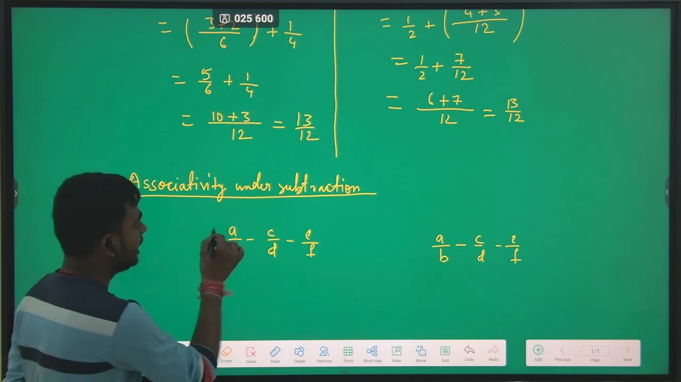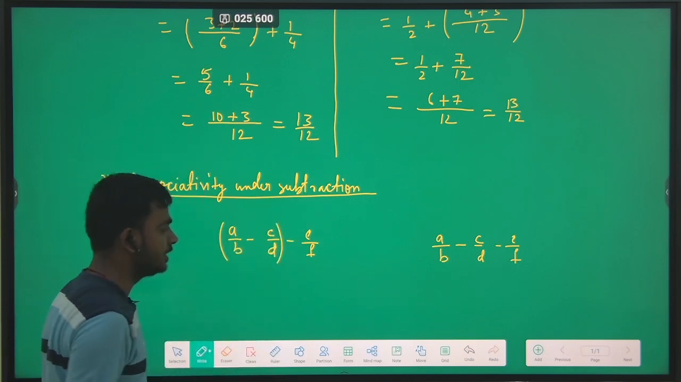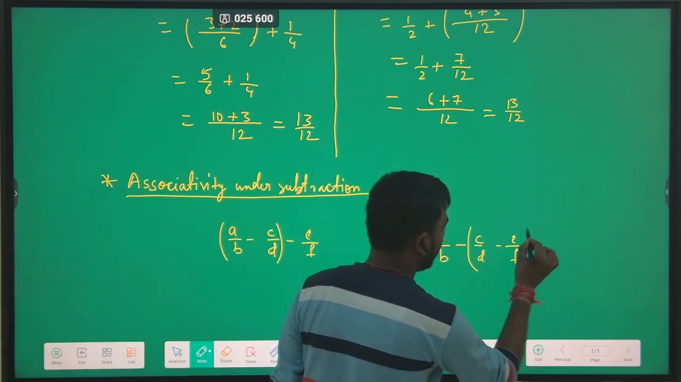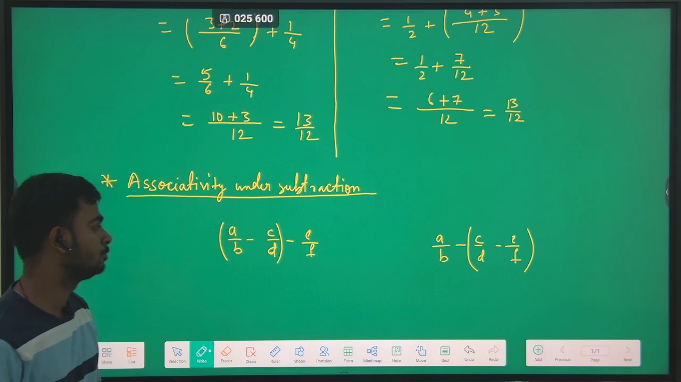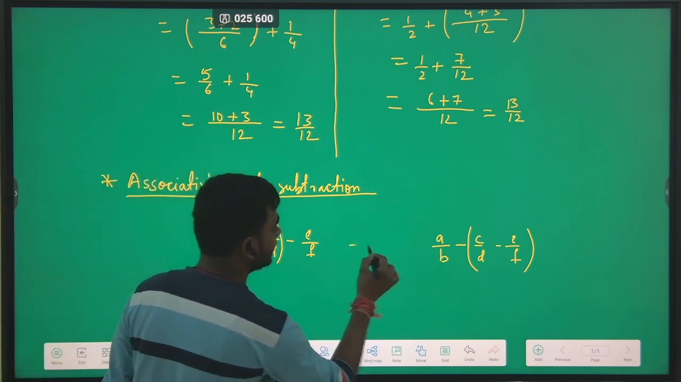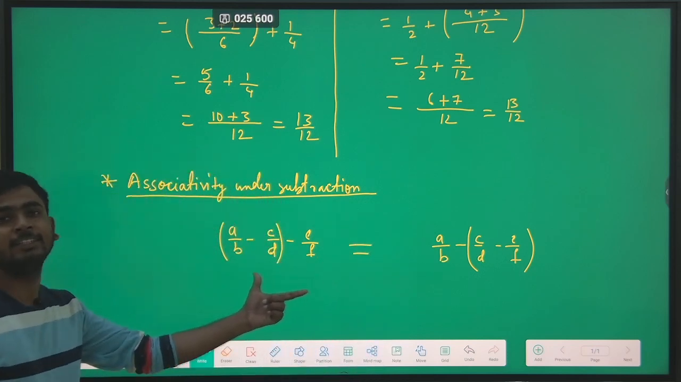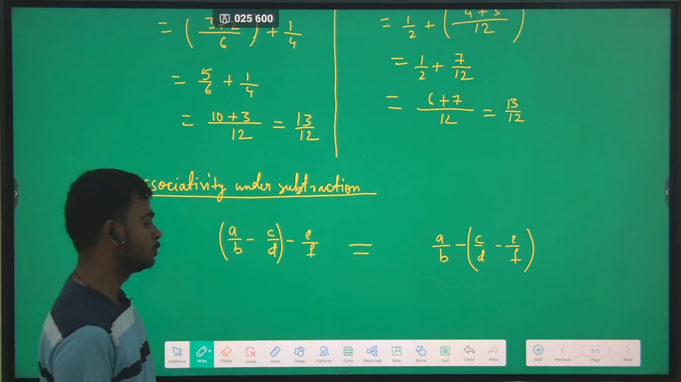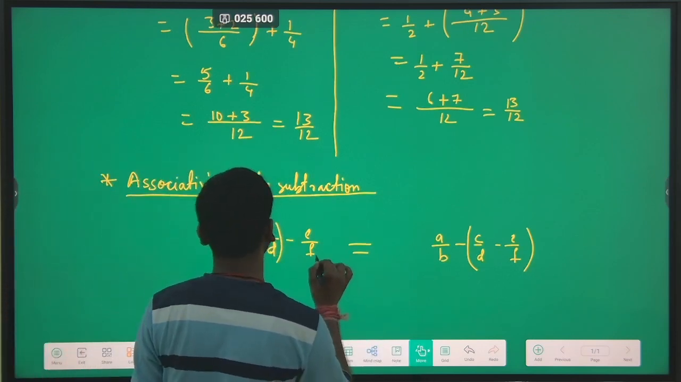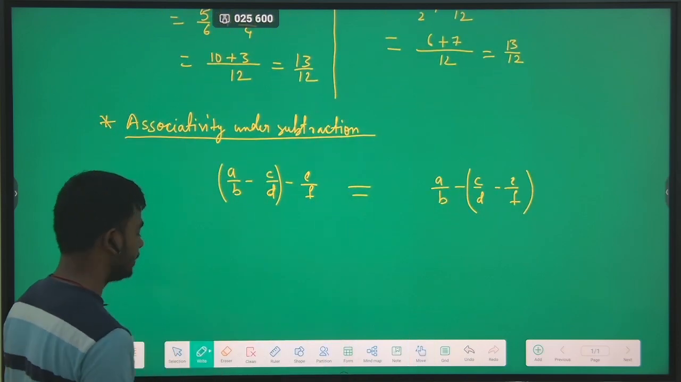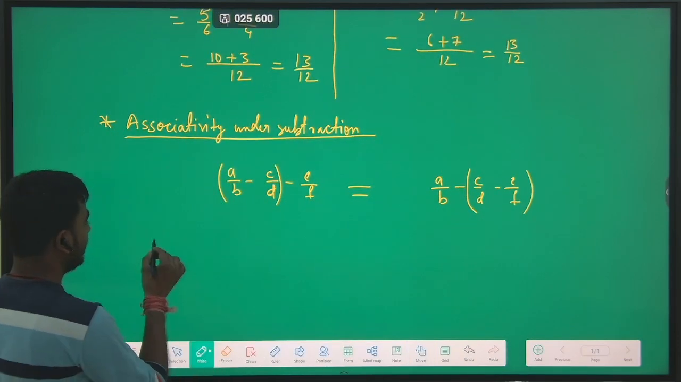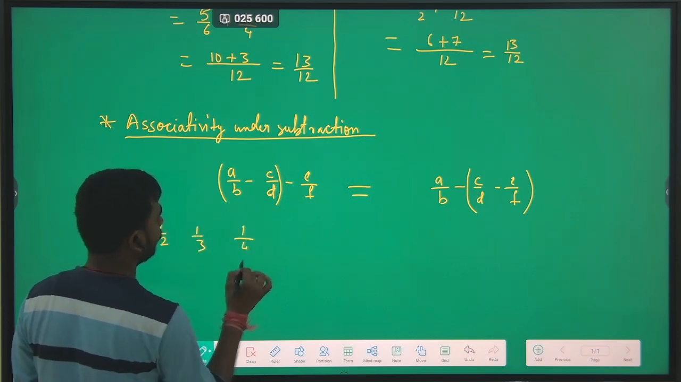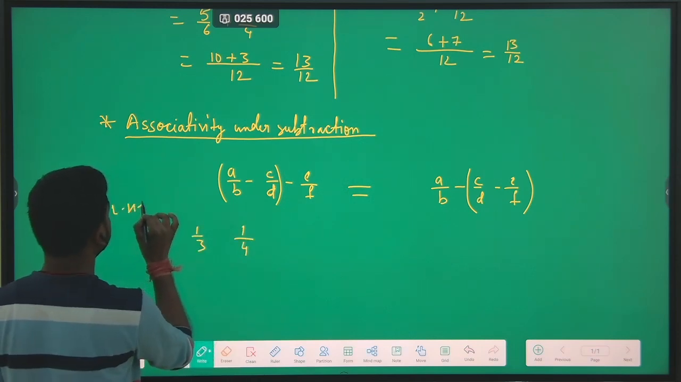First of all, we have to take the parenthesis in the LHS like this, and take the parenthesis in the RHS like this. So, we have to check whether this LHS is equal to RHS or not. Let us check. Let us suppose our first three numbers, that is 1 by 2, 1 by 3 and 1 by 4 for LHS.